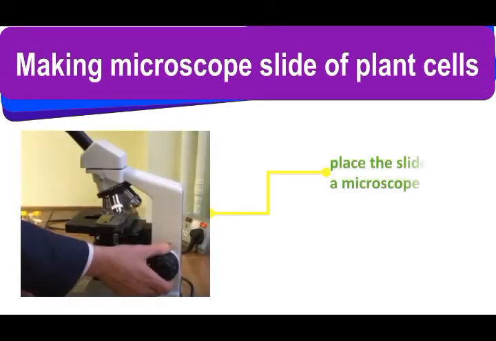After that, the next thing you have to do is place the slide under the microscope like this. After this, you are ready to observe using the microscope, the method that you already discussed in grade 7, how to operate a microscope.